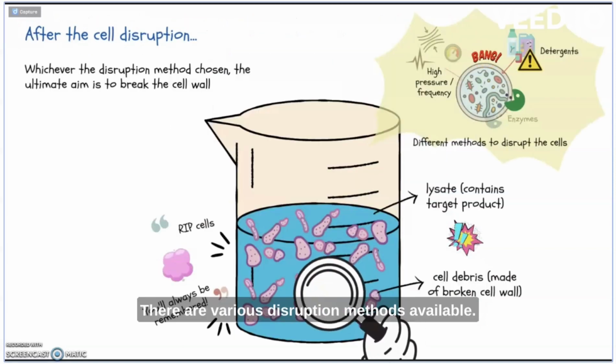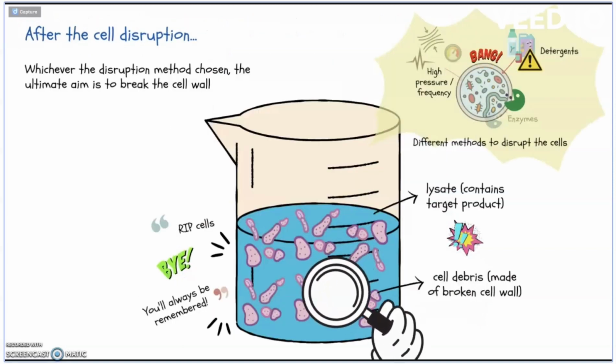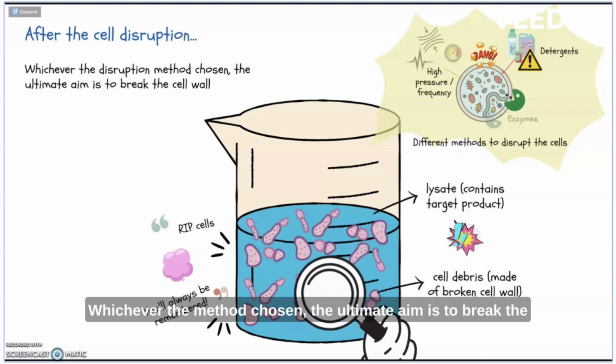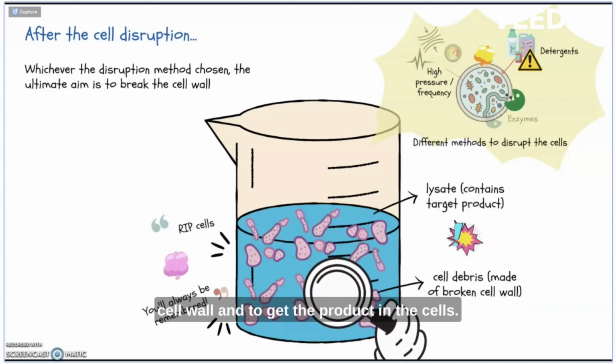There are various disruption methods available. Whichever the method chosen, the ultimate aim is to break the cell wall and to get the product in the cells.